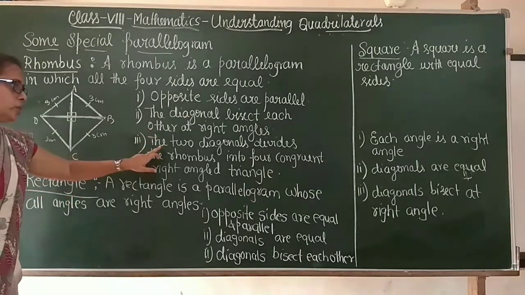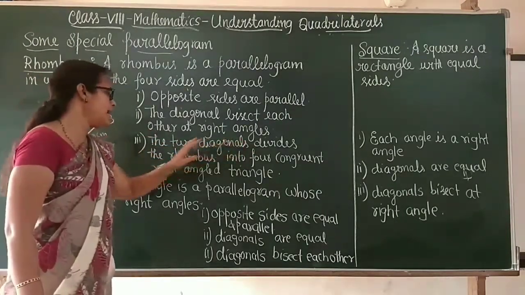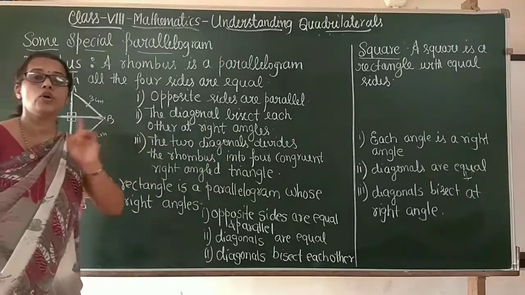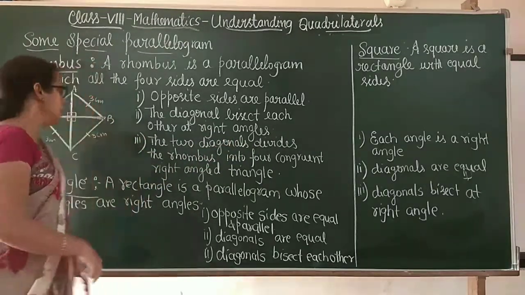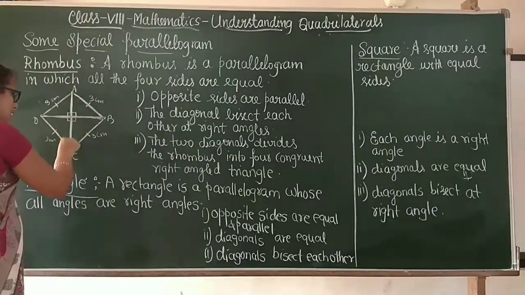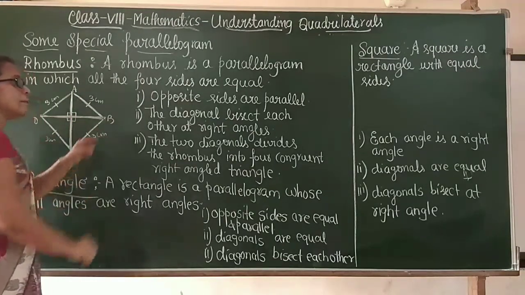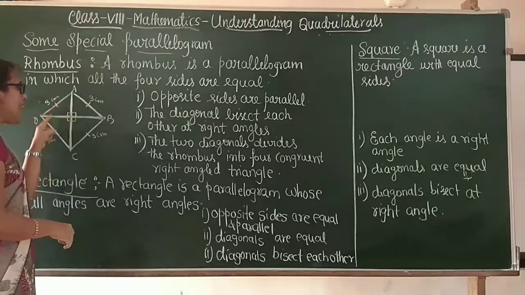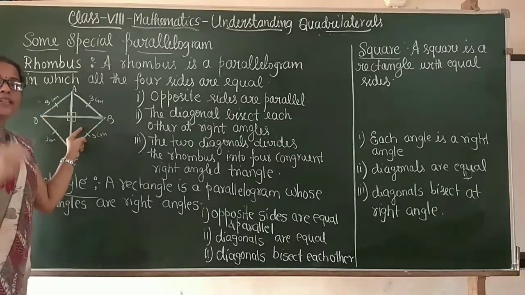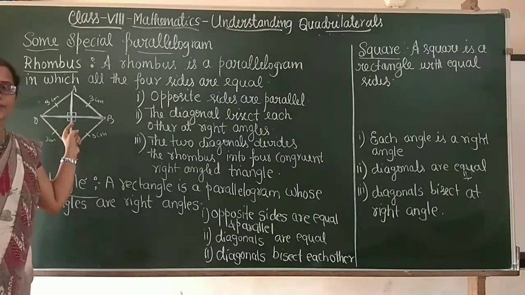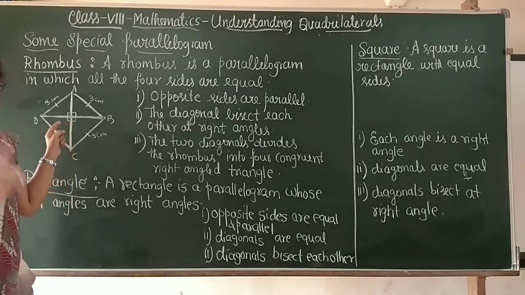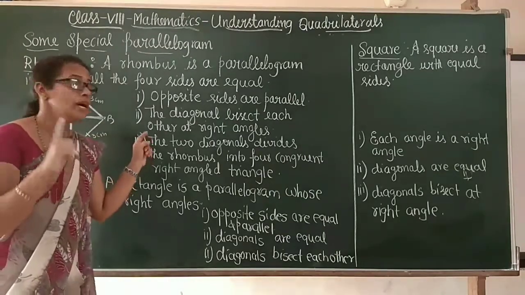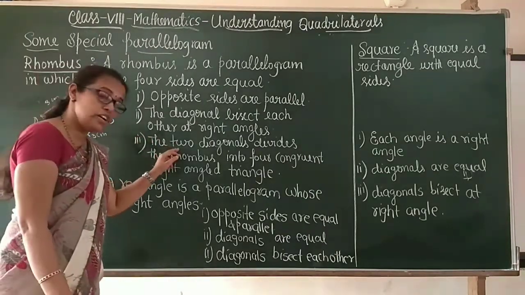Okay, so the two diagonals divide the rhombus into four congruent triangles. Means when I draw these diagonals, they bisect each other at right angles. That means all the right angles it forms are congruent. Congruent means having the same shape and the same size. Okay. So what is the meaning of this, children?